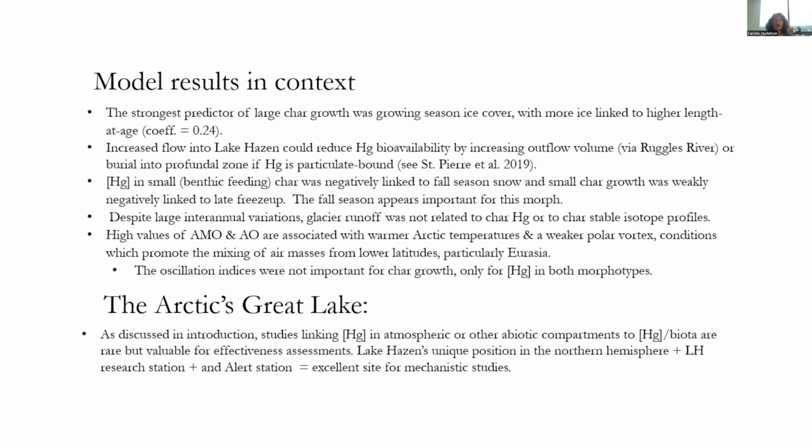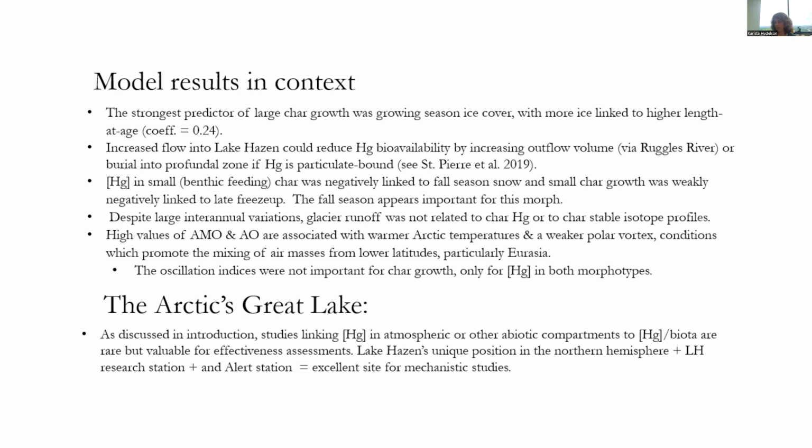And again, to explain the oscillations, we know that high values of both the AMO and the AO are associated with more mixing. So warmer Arctic temperatures and a weaker polar vortex, conditions that promote mixing of air masses from lower latitudes, particularly Eurasia. And we also know that that is a big source of mercury to the Arctic atmosphere, particularly in the winter season. So that may be an explanation for what we're seeing in the char.